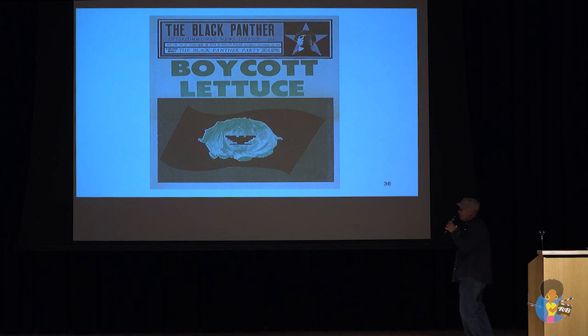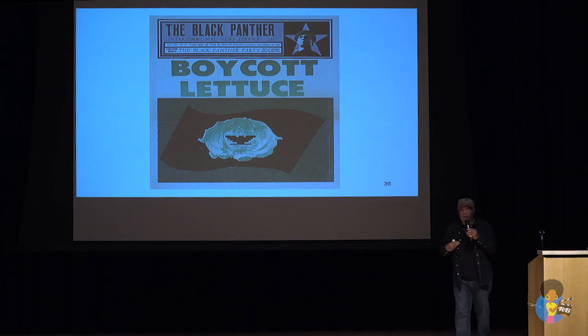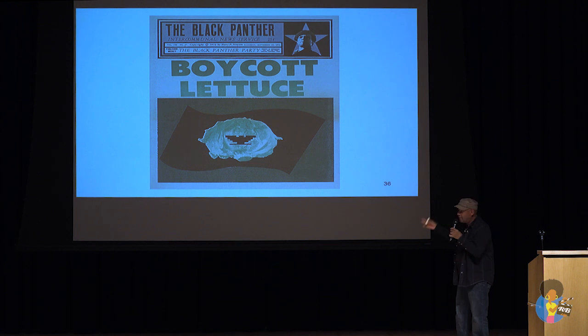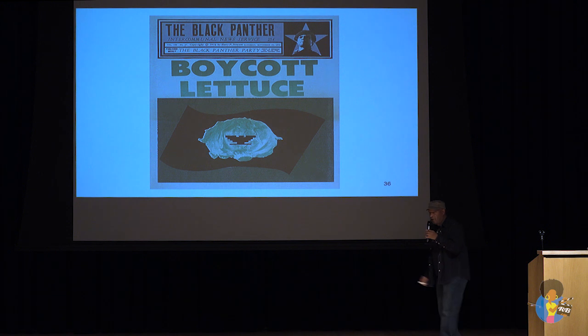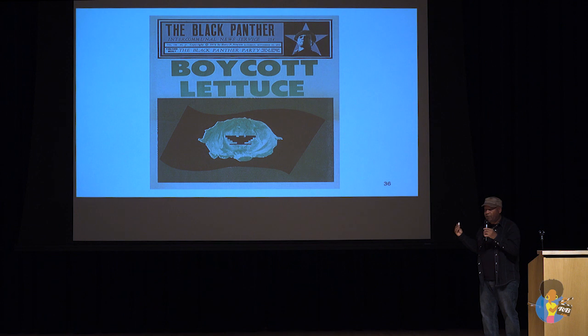Boycott lettuce. You had Cesar Chavez and the farm workers were walking down the avenue where our central headquarters was one day. We heard the noise. We went out there, and it was Cesar Chavez and 50 farm workers. We asked them what was going on. They told us that they were on their way to Sacramento to protest against the chemicals that were being sprayed on the lettuce that were harming the workers in the fields. And so they said that they were hungry and they needed a place to eat. And so we worked it out where they could go to our school and we fed them.